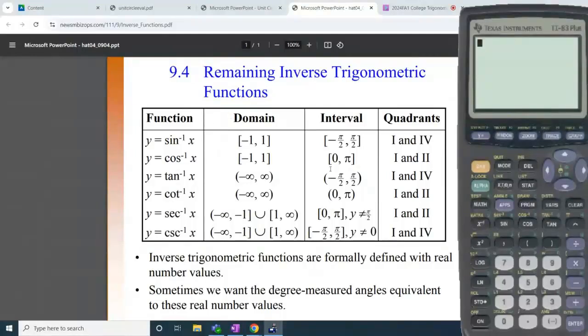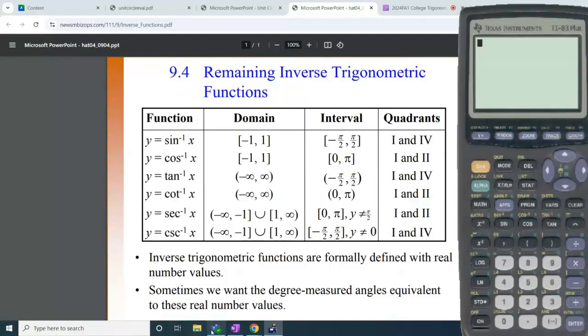Also in this particular chart, what we're interested in is the interval in which these angle measures lie. Okay, so notice we talked about the inverse functions being used to find angle measures. For example, the inverse of sine, sometimes called the arc sine, that angle lies in the interval from negative pi over 2 to pi over 2. And it says that the inverse of sine is in quadrants 1 and 4.